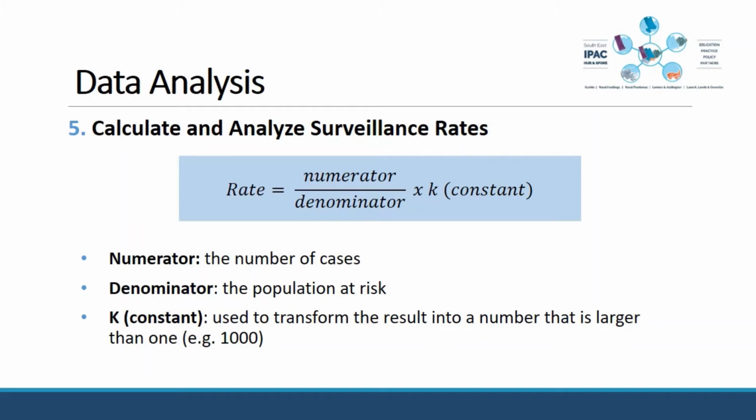For example, if we're using the rate of 4 cases per 1,000 resident days, it's a lot easier to work with than 0.004 cases per 1 resident day. In the end, it also makes it a little easier to compare the rates. Usually the constant is 1,000 in the rates that we're talking about right now.